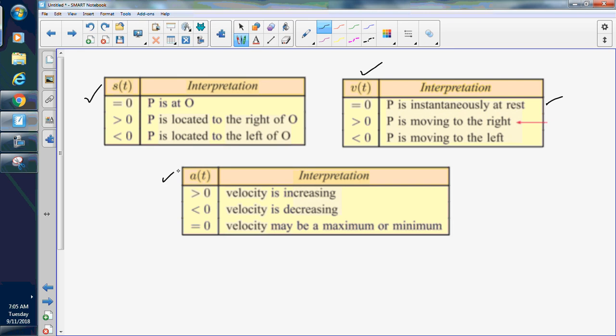And acceleration, when it's greater than 0, the velocity is increasing. So as we're going from 20 miles per hour to 30 miles per hour, we are accelerating. We're still moving to the right, but we are accelerating. Velocity is decreasing when acceleration is less than 0. So in a car, when we're slowing from 50 down to 35, we're still moving to the right, so our velocity is still positive, but our acceleration is negative. And velocity can be at a minimum or maximum whenever acceleration happens to equal 0.